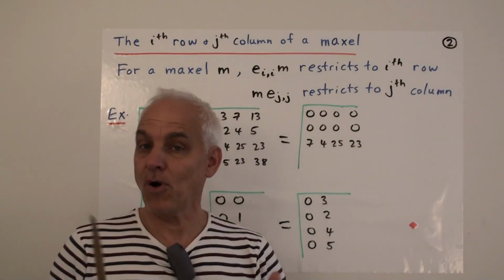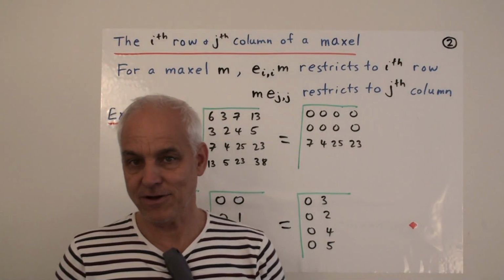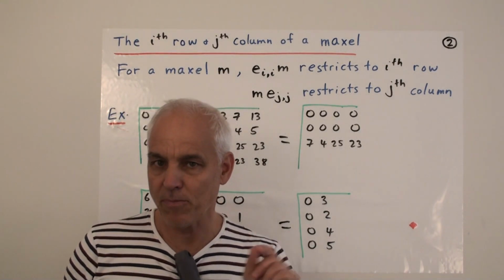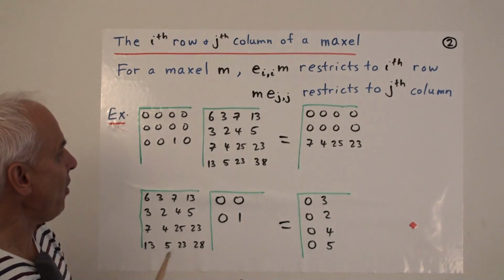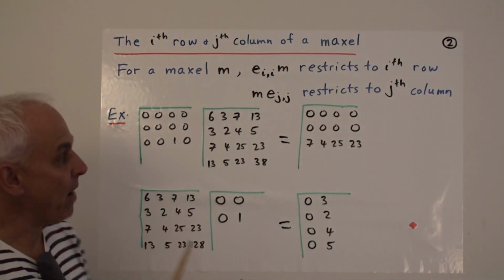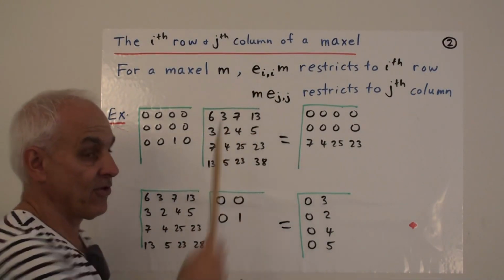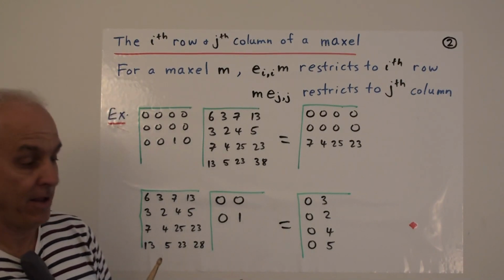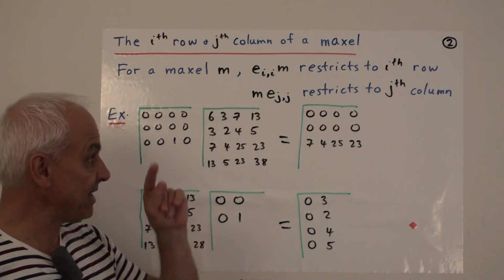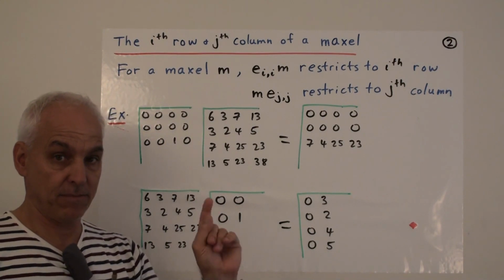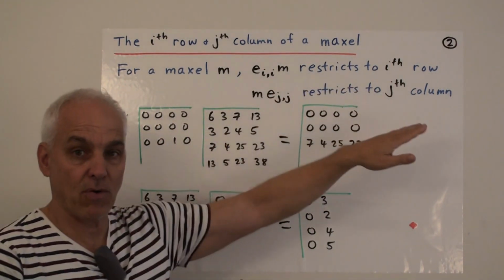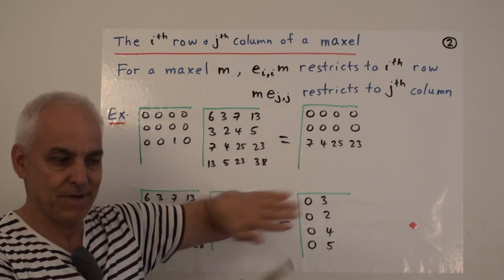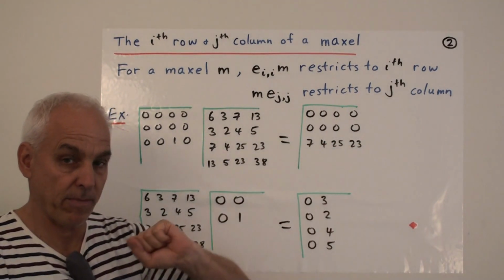So we want to talk about rows and columns of a maxil, but we need to be perhaps a little bit more precise about what those words actually mean. Recall that if we have a maxil M and we multiply it on the left by this idempotent element E_ii, that's the maxil that just has a single one in the ith position, then we get the restriction of M to the ith row.